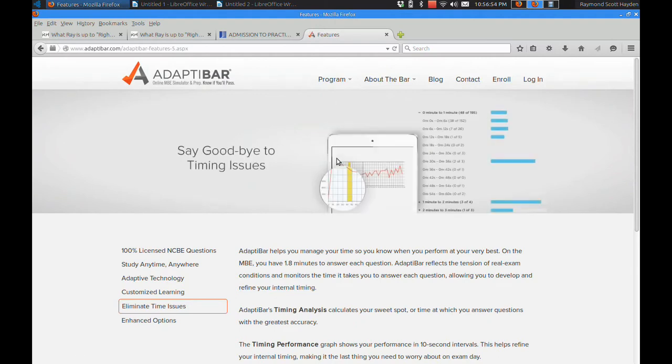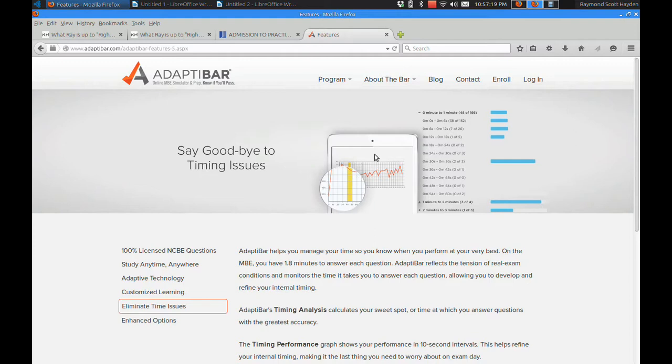This is probably the most important thing about AdaptiBar, and they'll tell you this in their website numerous times, and I agree. Now, AdaptiBar does not compensate me for my opinions and thoughts about their website and service. This is my honest, truthful, first-person, former customer I guess, review of what I know about AdaptiBar.